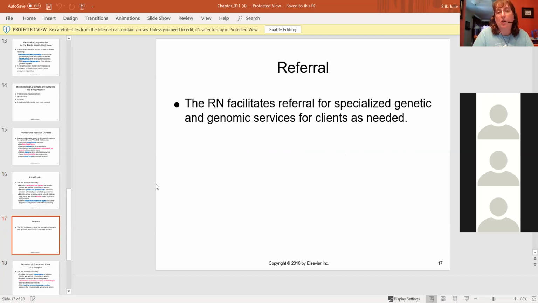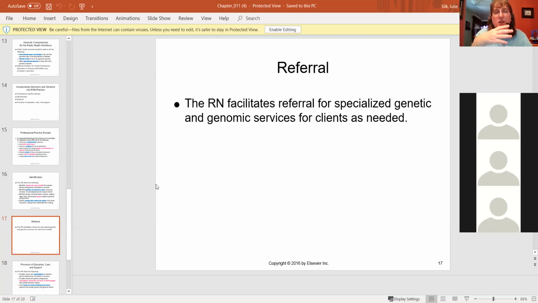All right, so the RN would be able to facilitate referral for specialized genetic and genomic services as the client needs them. So in other words, say I'm a mom and I'm getting tested to see if my baby is going to have Huntington's disease or something like that.